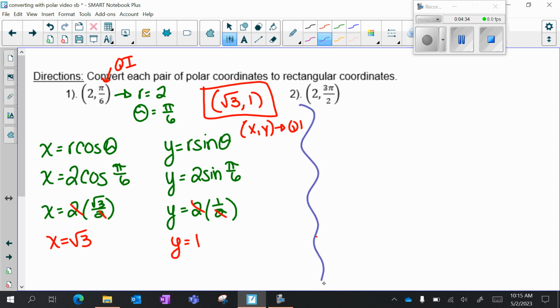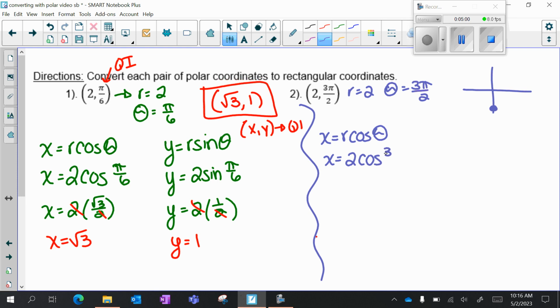Let's take a look at example 2. So once again, r is 2 this time. Theta is 3 pi over 2. And if you wanted to sketch this one out, you might be able to do it that way. 3 pi over 2 is down here, and it has a radius of 2, but we'll do it the algebraic way. X is equal to r cosine theta. So x is equal to 2 cosine of 3 pi over 2. Cosine of 3 pi over 2 is 0. Anything times 0 is 0.